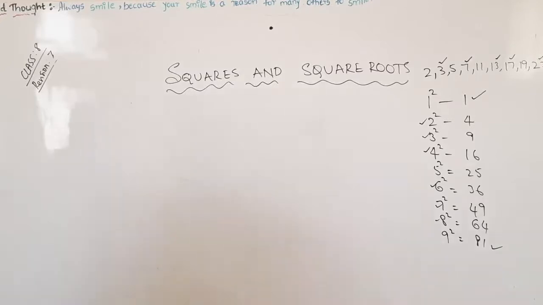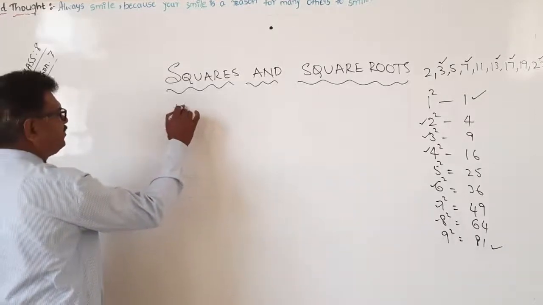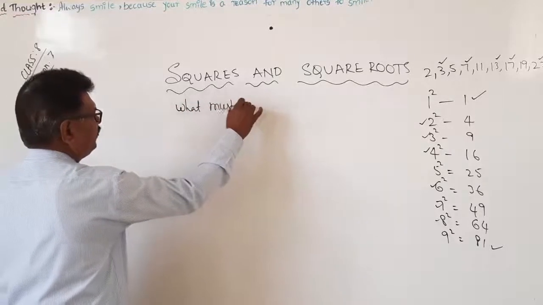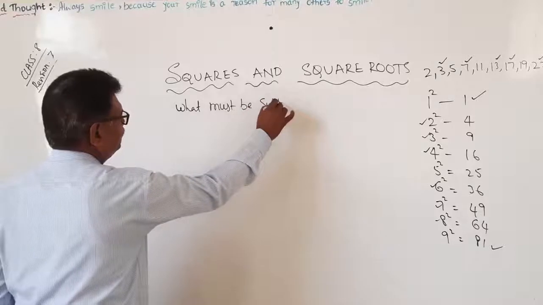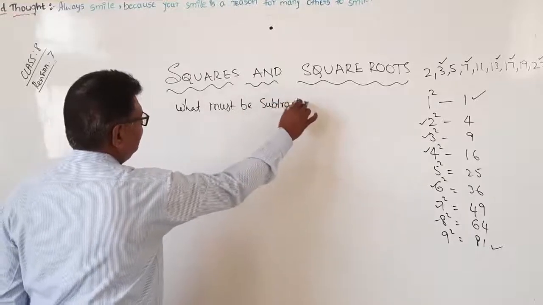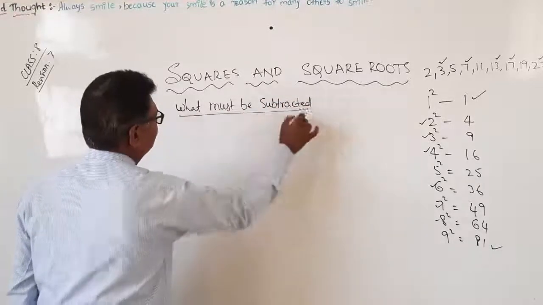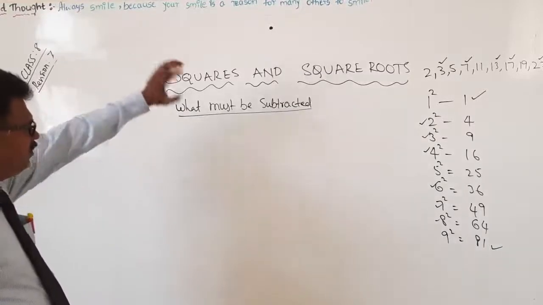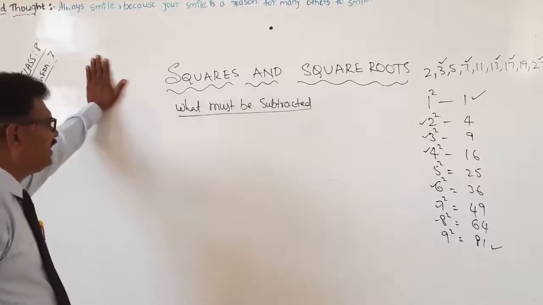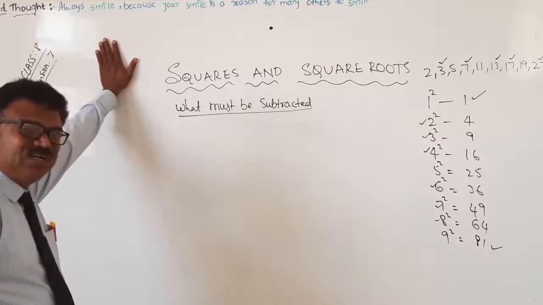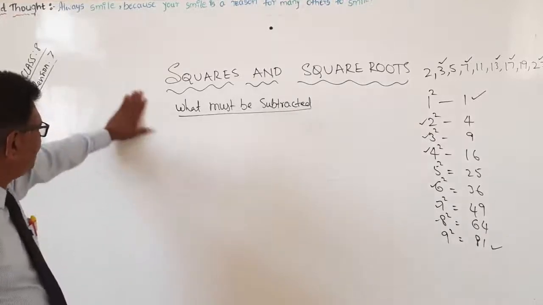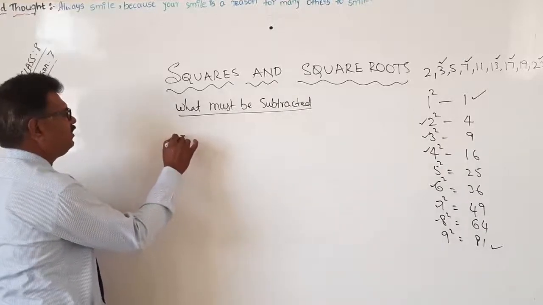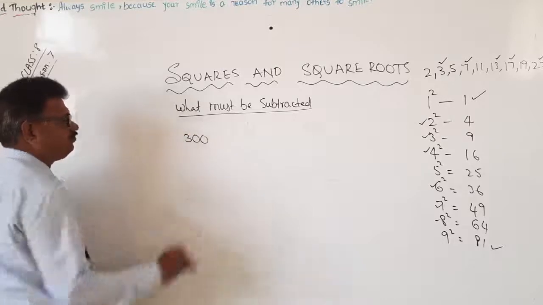First we will see what must be subtracted. Okay? So how to subtract? If you subtract a number, that number should make a perfect square. Okay? Okay, a small problem we see. For example, 300.